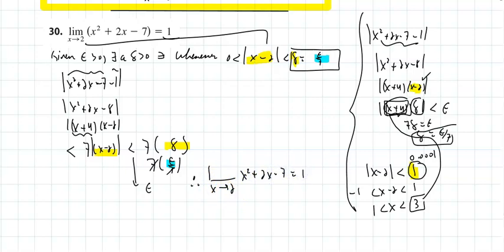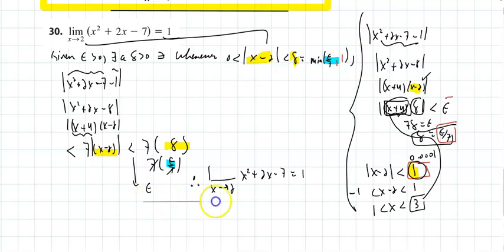There's a small catch. Since I chose this and I chose this, I have to include that here and say let delta equal the minimum of those two, the smallest of those two values. That's the only catch. You have to do that every time.